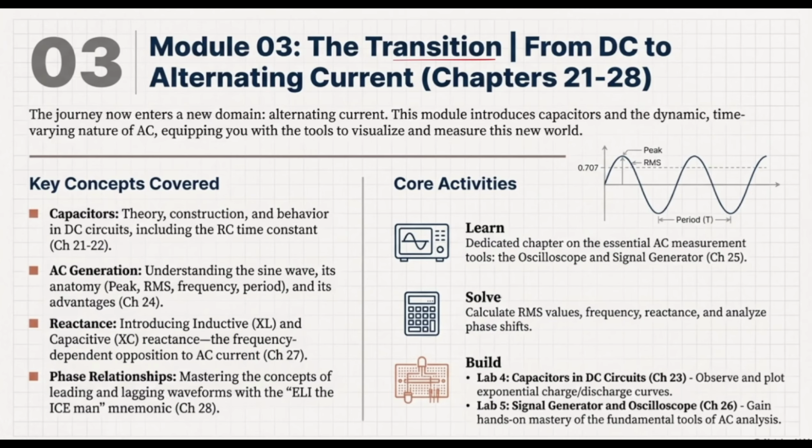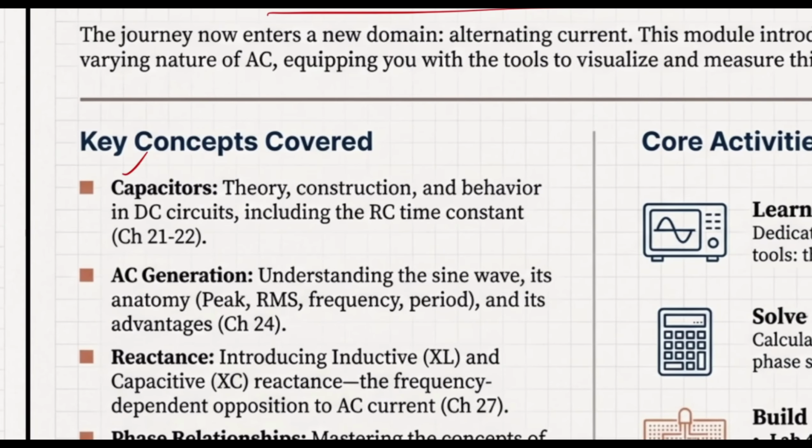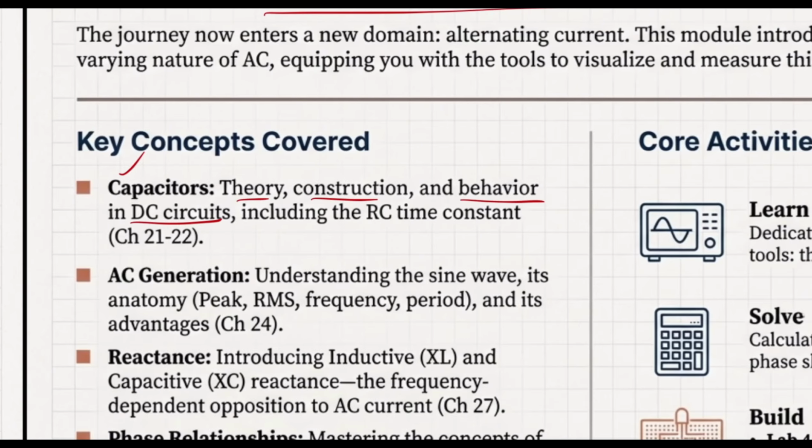It means that we are going to move from DC, or direct current, to alternating current, which is going to be the AC part. So at this point, we are going to talk about the capacitor. We are going to talk about the theory, construction, and the behavior that these guys have in DC circuits, including the RC time constant, which would be chapters 21 to 22.